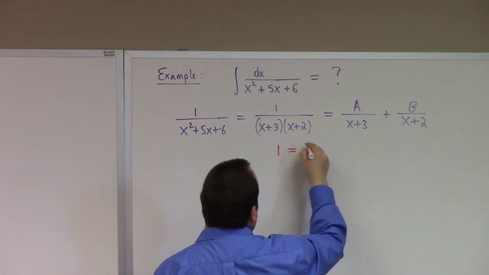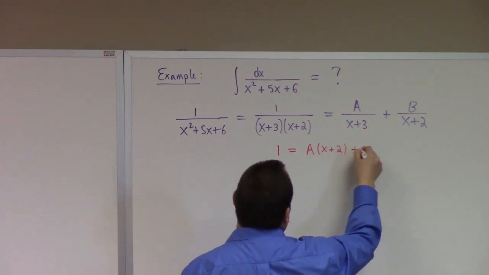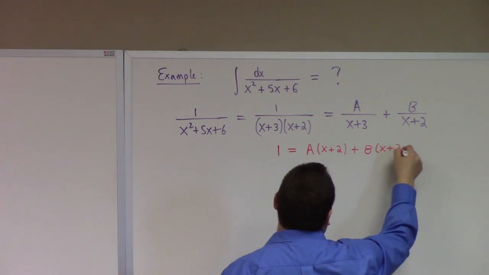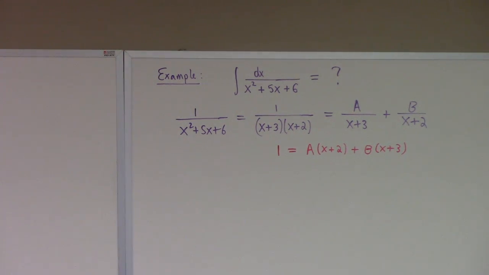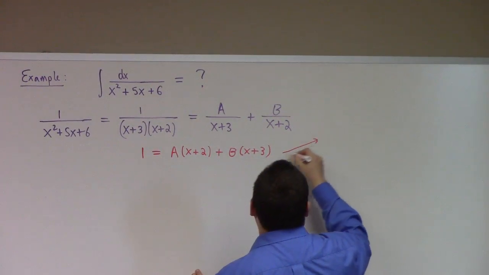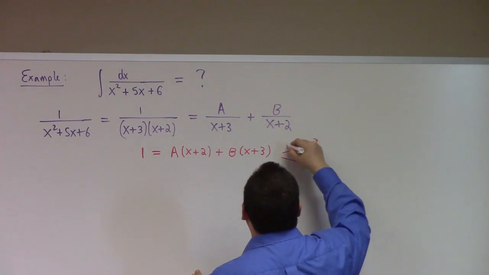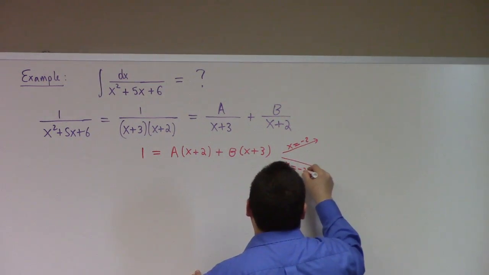1 then is equal to A times what? A times x plus 2 plus B times x plus 3, because the x plus 2 cancels, the x plus 3 cancels with the A term, the x plus 2 cancels with the B term. And then the simplest way to make the algebra go on these is just to plug in the zeros for this problem. So like if I put x equals minus 2, or if I put x equals minus 3, I get really nice equations.